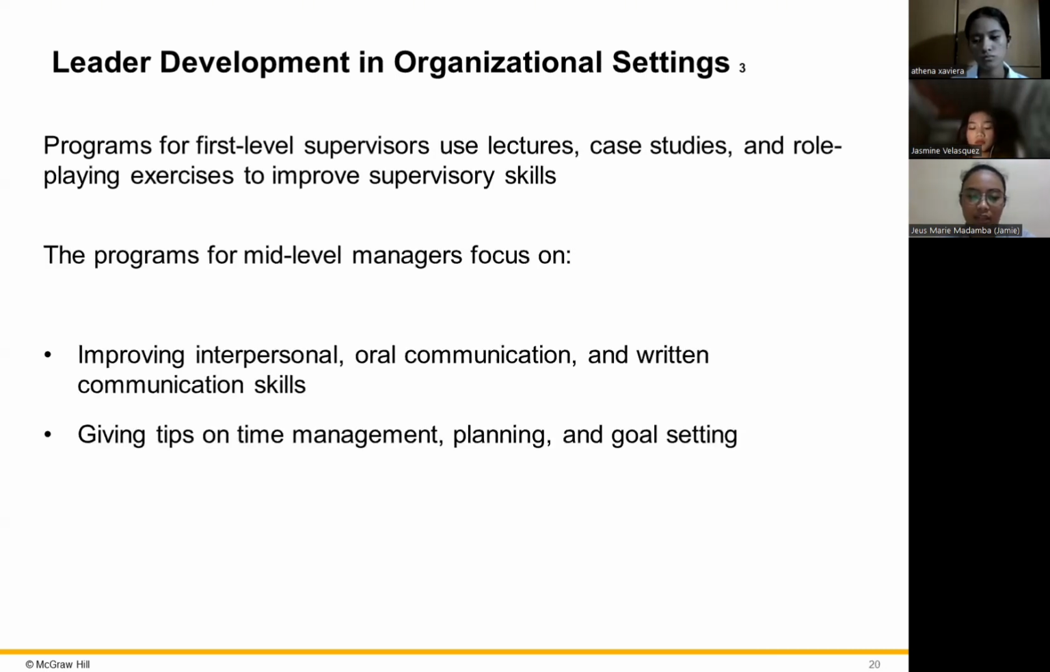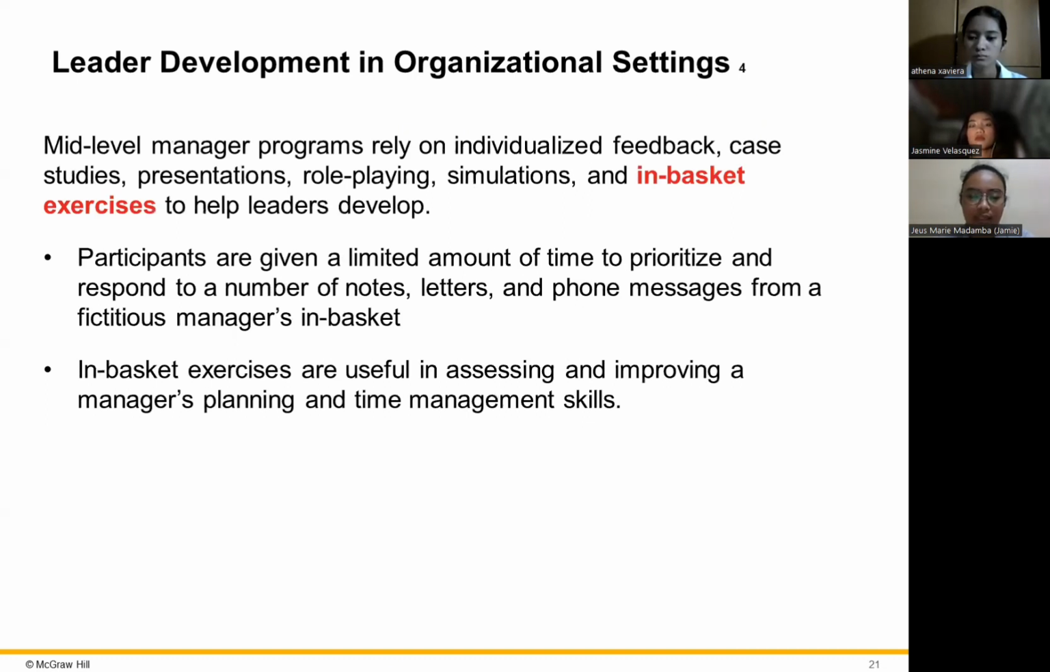So, stated here are the differences in the content of the programs for first-level supervisors and mid-level managers. For first-level supervisors, there are lectures, case studies, and role-playing exercises to be used to improve their supervisory skills. On the other hand, programs for mid-level managers focus on improving their interpersonal, oral communication, and written communication skills, as well as giving tips on time management, planning, and goal setting. Furthermore, these mid-level manager programs rely on individualized feedback, case studies, presentations, role-playing simulations, and in-basket exercises.